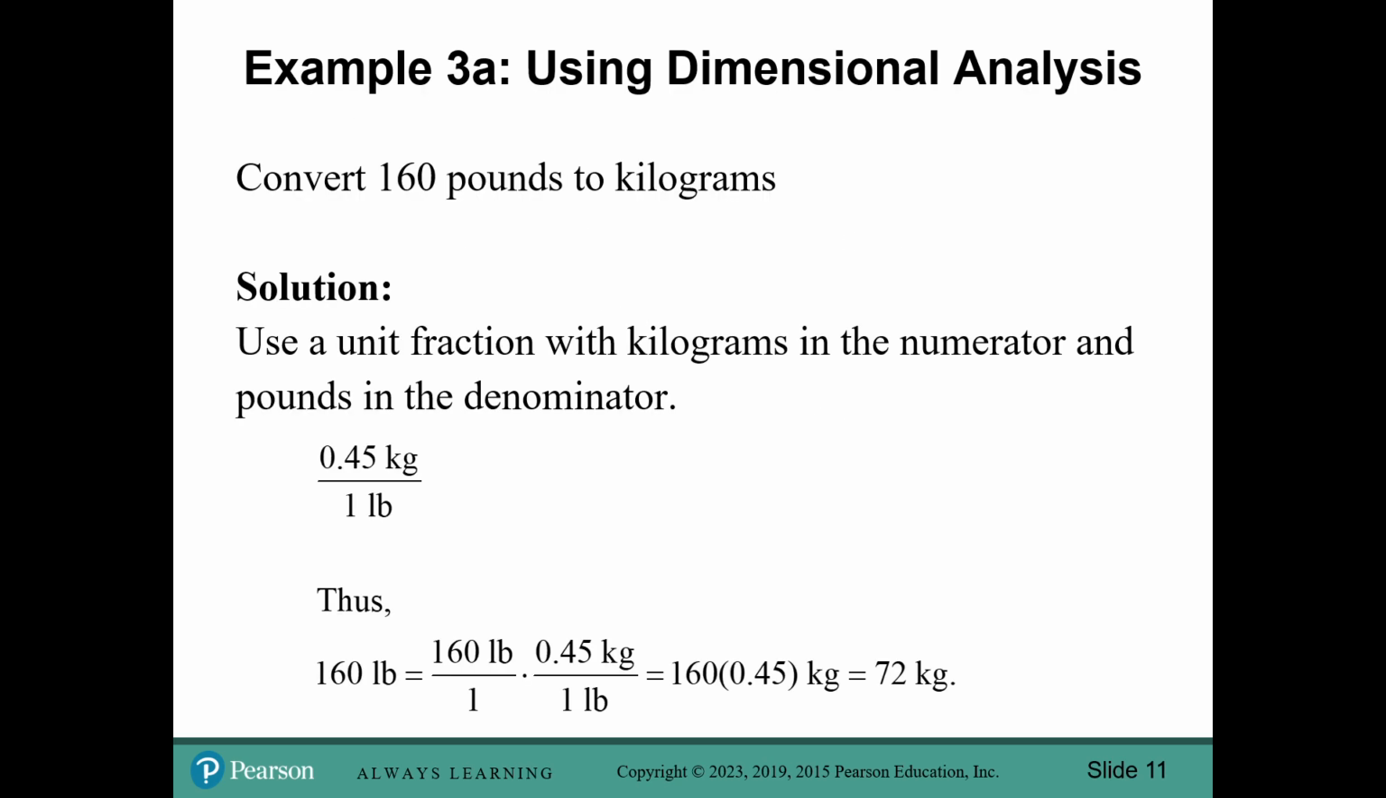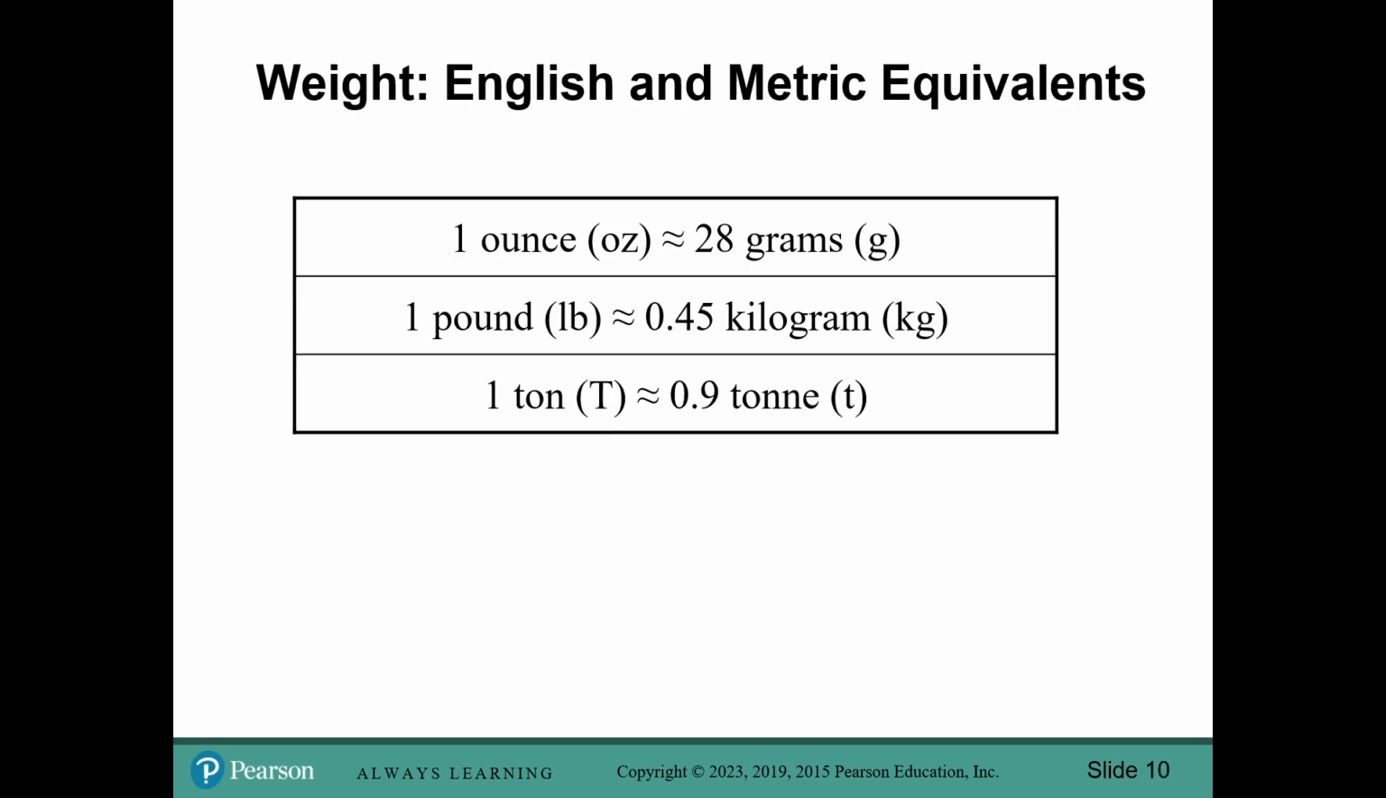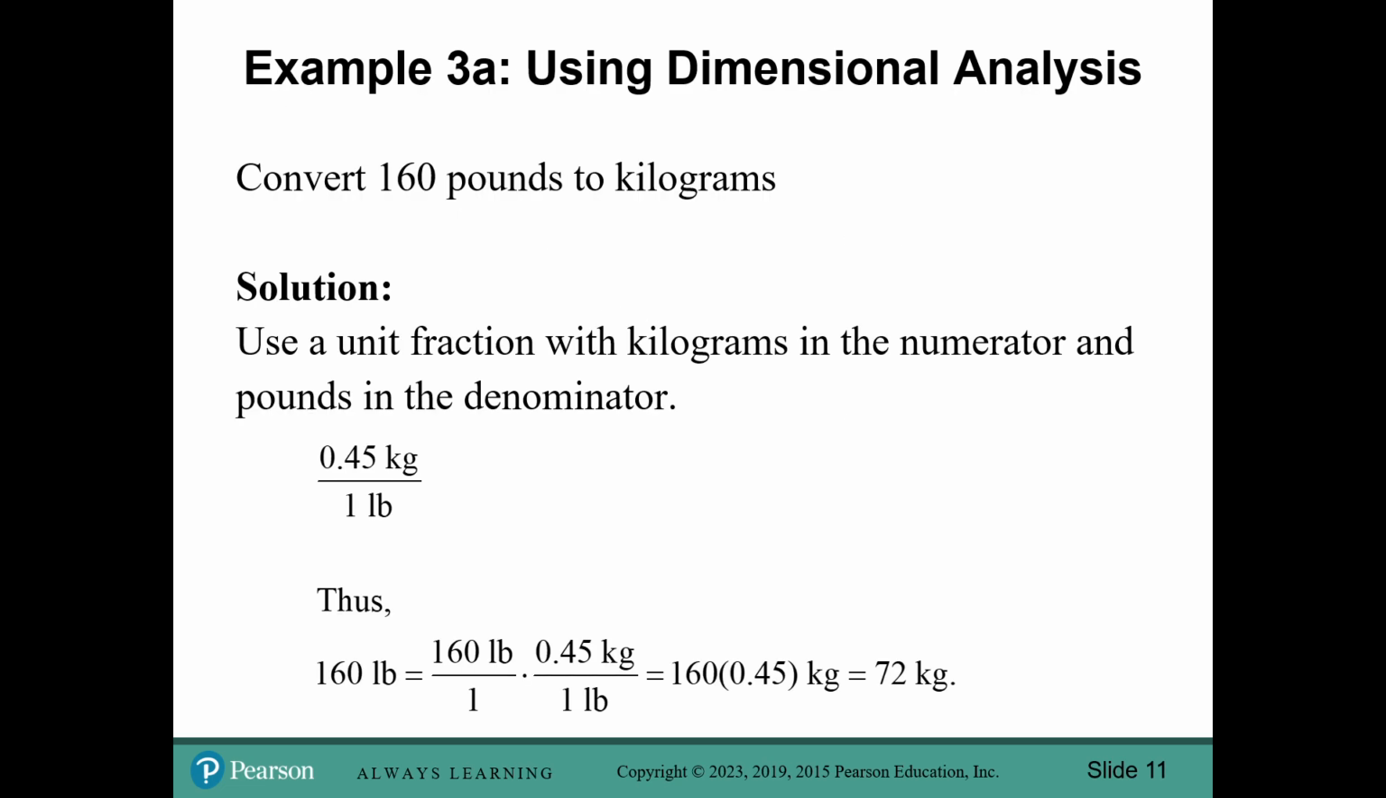Okay, so let's convert 160 pounds to kilograms. I'm trying to go from pounds to kilograms. Pounds to kilogram conversions right here, so I can set up my unit fraction. I'm starting out with pounds, so I need the pounds to be in the bottom so I can convert to kilograms. So I'm looking at a unit fraction here of 0.45 kilograms over 1 pound, which means I'm going to start with what's given to me in the problem, 160 pounds.